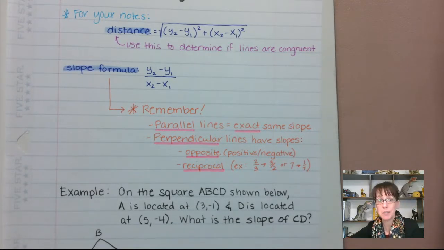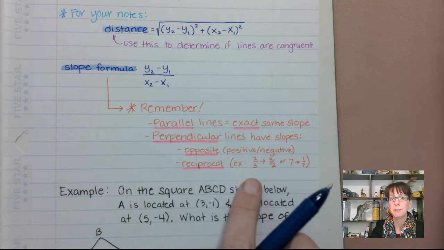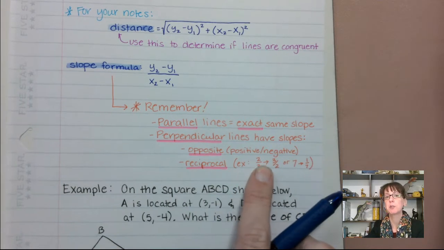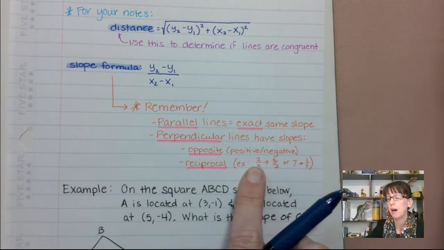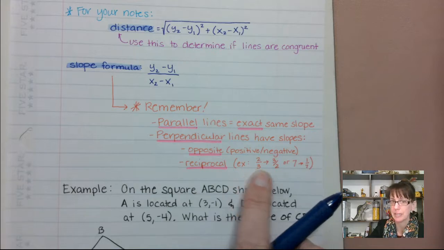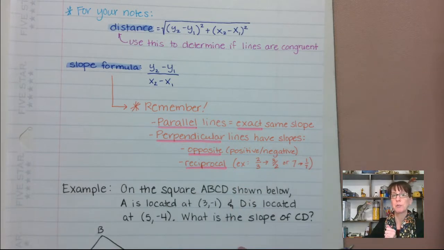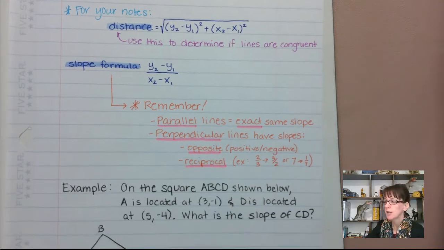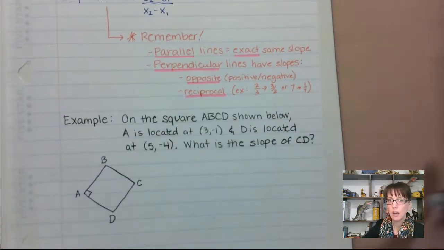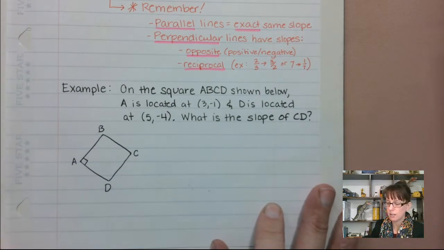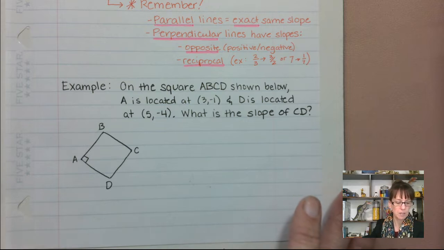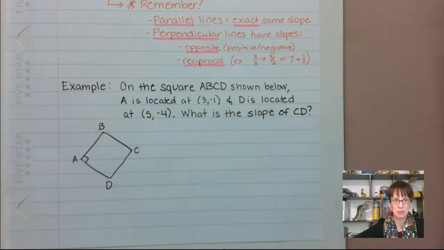So opposite reciprocal. For example, if you have 2 over 3, the reciprocal would be 3 over 2. If you have positive 2 over 3, the opposite reciprocal would be negative 3 over 2. So let's talk about that. How can we apply this on the coordinate plane?